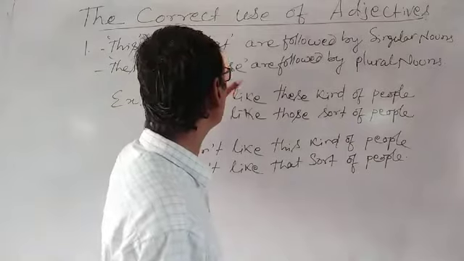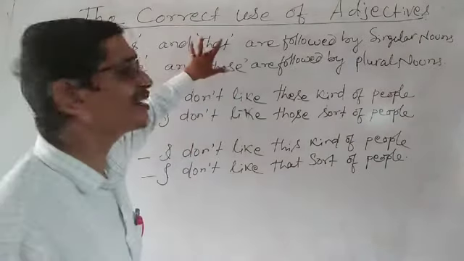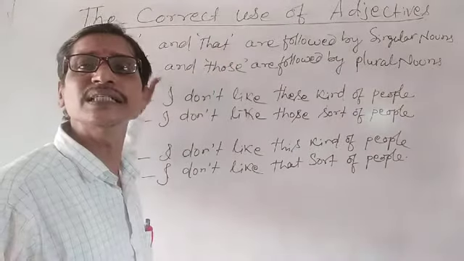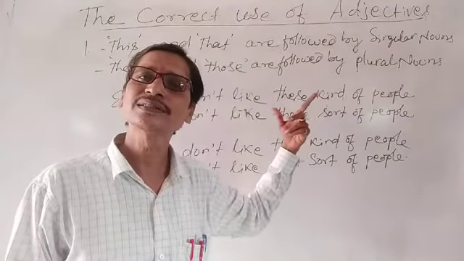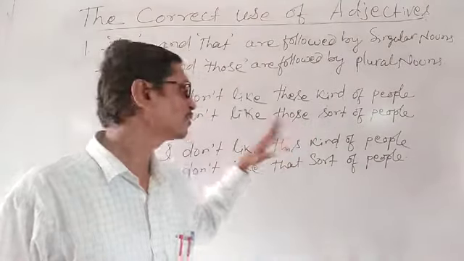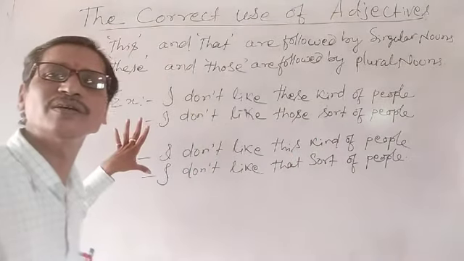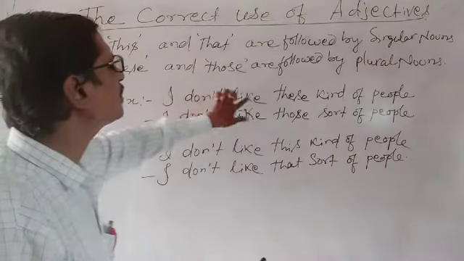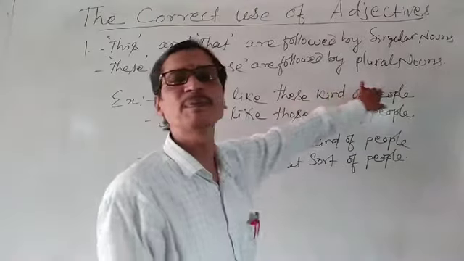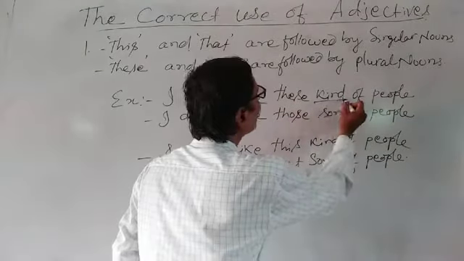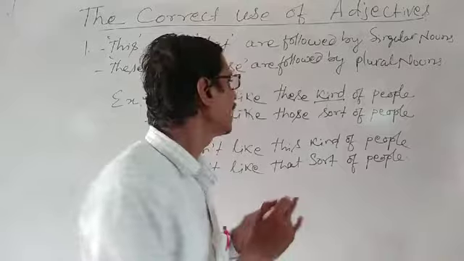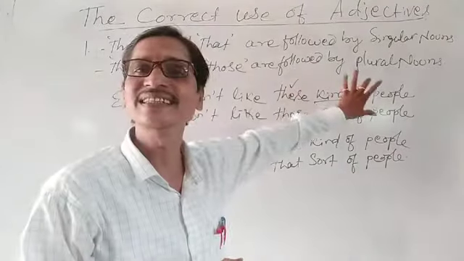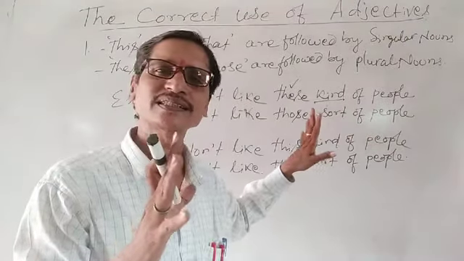Understand? If we use this and that with plural nouns, it is incorrect. Similarly, if we use these and those for singular nouns, it is also incorrect. Suppose we have given an example here, you can see and distinguish them. I don't like these kind of people. Here kind is a singular noun and before that we have used these. So this sentence is completely incorrect.